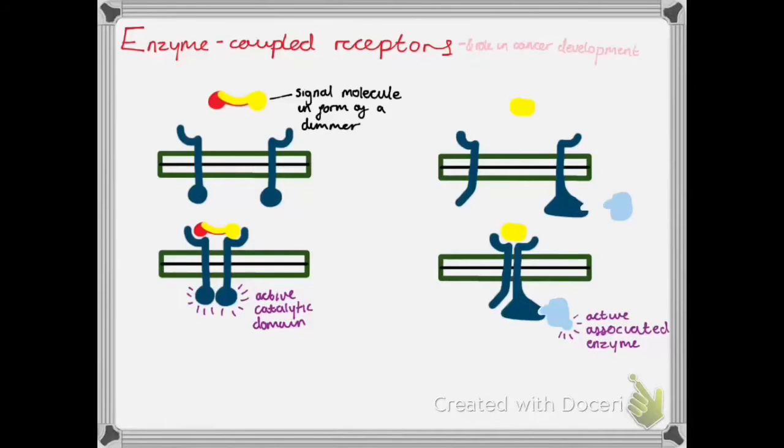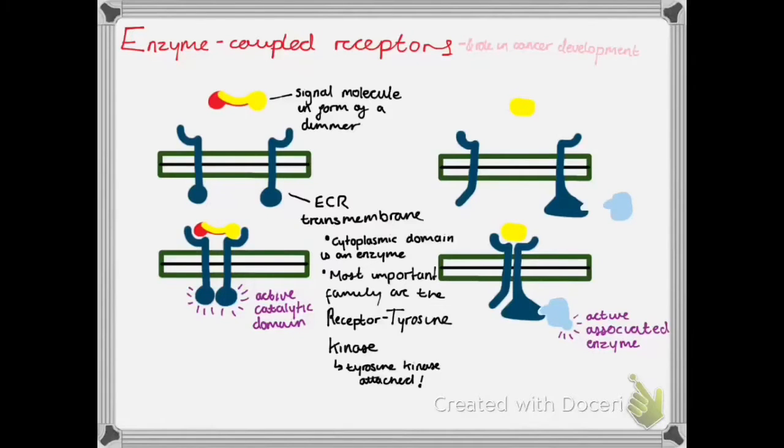Enzyme coupled receptors are these seen in blue here. They are transmembrane, so both sides of the membrane have an exposed bit of the receptor, and these couple with an enzyme, as the name suggests, which is what makes them different from a G protein coupled receptor. Those bind with G proteins, whereas this binds with an enzyme, or a complex with one.